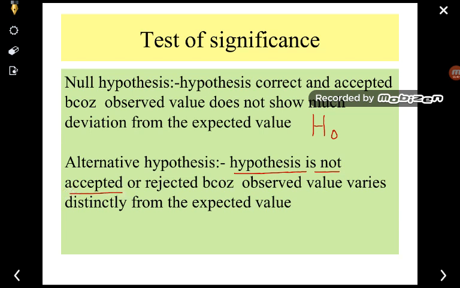We used to say that one event does not resemble the other event, or you can say that the hypothesis is not accepted or is rejected. Why? Because the observed value varies distinctly from the expected value. The observed value is totally different from the expected value.